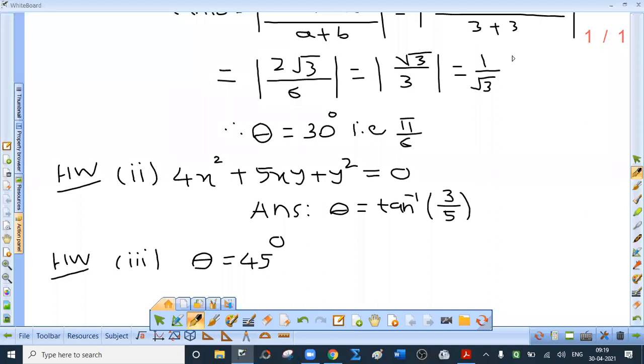Second and third for homework. See that in second, joint equation should be, take it as 4x square plus 5xy plus y square equal to 0. And the answer is tan inverse 3 by 5. See, every time we will not get standard angle. In the third part, what is the answer? Theta is 45 degrees.